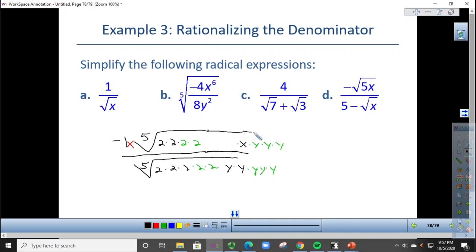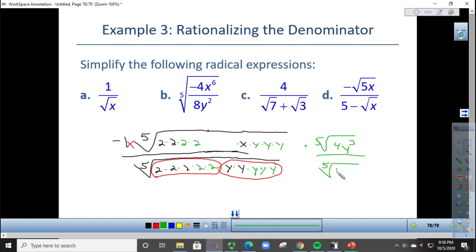Extend out my radical symbol. Now I can see that I have 5 2's, so the 5th root of 32 is going to be 2, and the 5th root of y to the 5th power is y. So basically I just multiplied this numerator and denominator by the 5th root of 4y cubed. And I did that down here. I said multiply this by the 5th root of 4y cubed, so I can now rationalize that denominator.